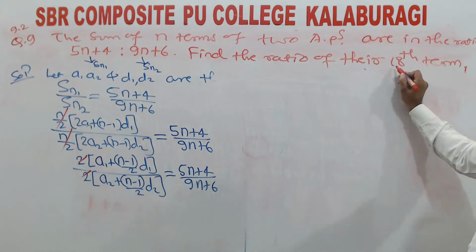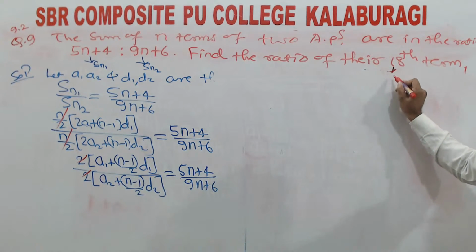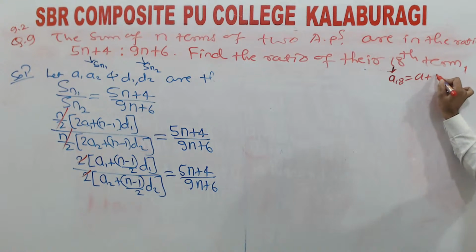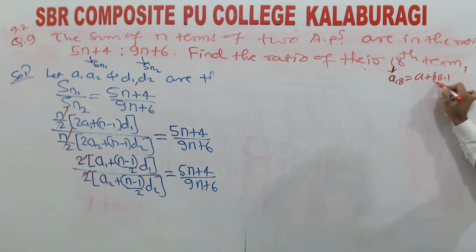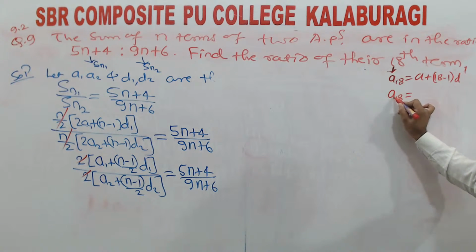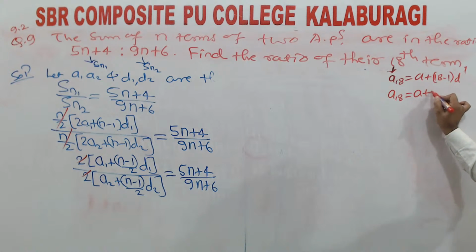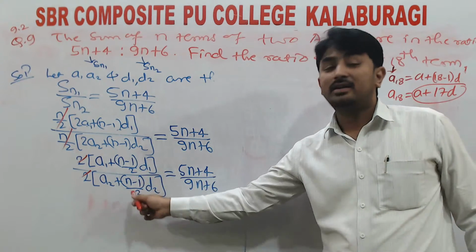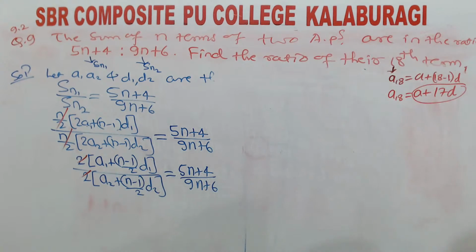Here they have given the 18th term. The 18th term is equal to a plus 18 minus 1 into d, which is a plus 17 into d. Compare this term to either the numerator or denominator, we get the n value. Once we put the n value, we will get the answer.